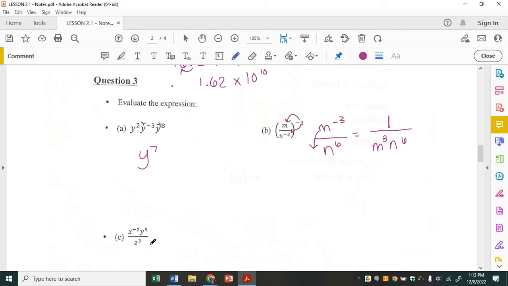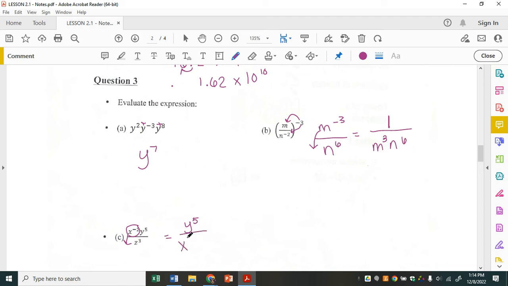Okay? On C, I have x to the -2nd, y to the 5th, over z to the 3rd. The only thing I see is that I have a negative exponent, which means what do I have to do with it? Move it to the bottom. And I'm only moving the x to the bottom because that's the only term that has the negative exponent.